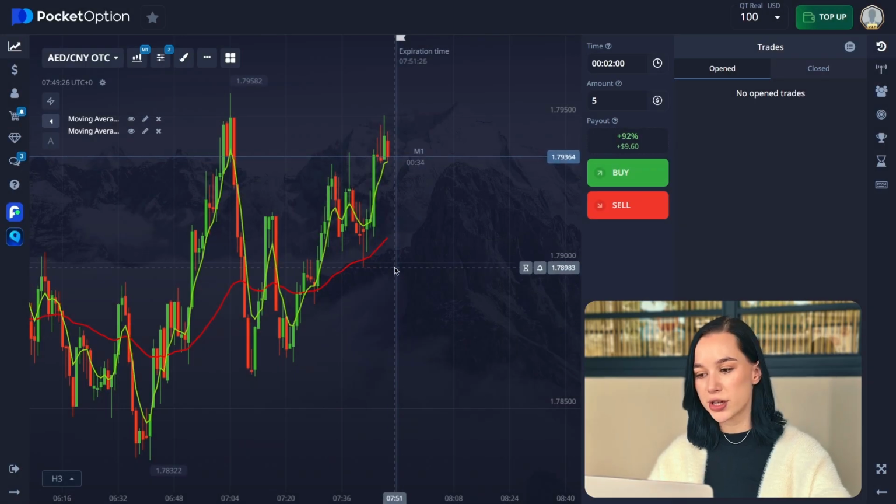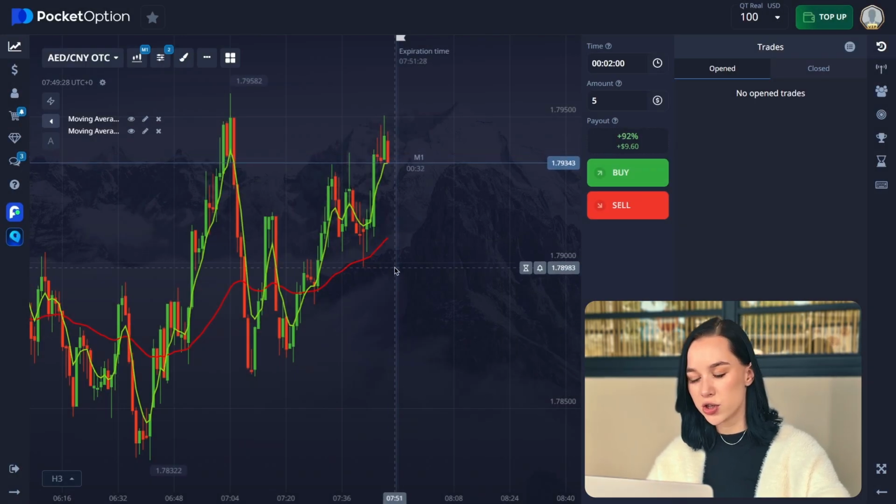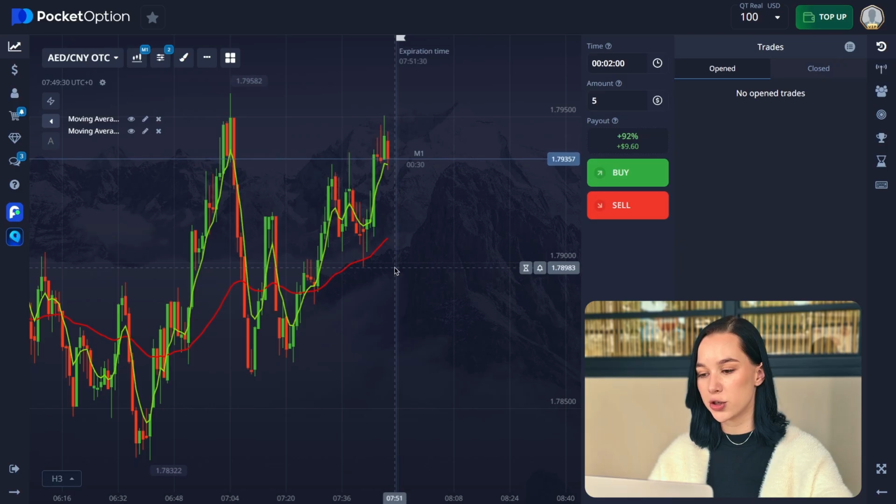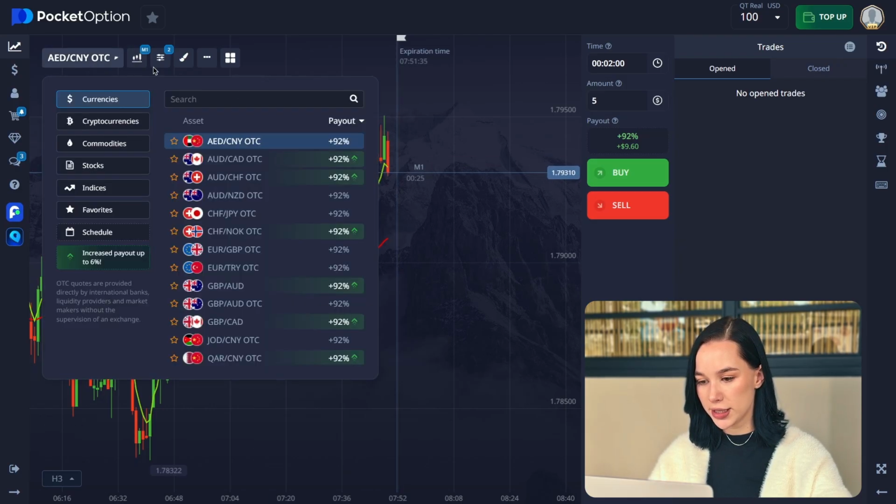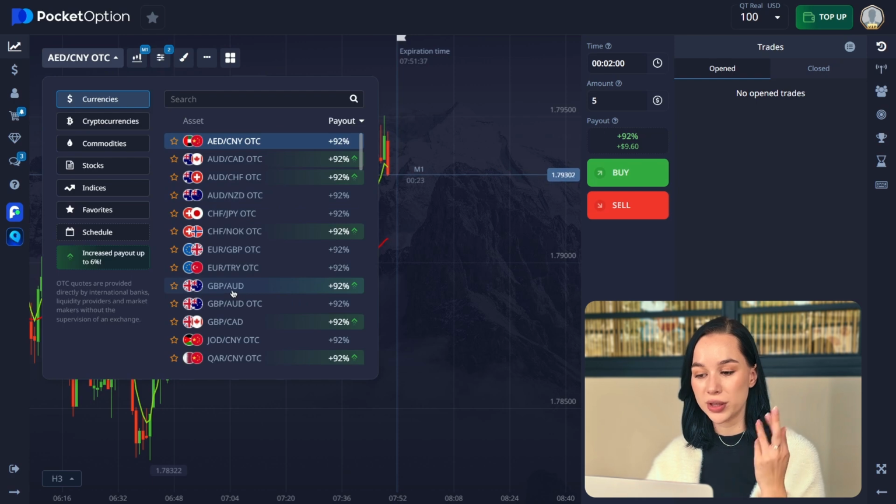The expiration time is gonna be 2 minutes. We'll see if we need to change it. It also depends on the chart that we're gonna choose. The amount of money we're gonna use for now is $5 per trade. So we can get a signal from the moving averages when they cross each other.